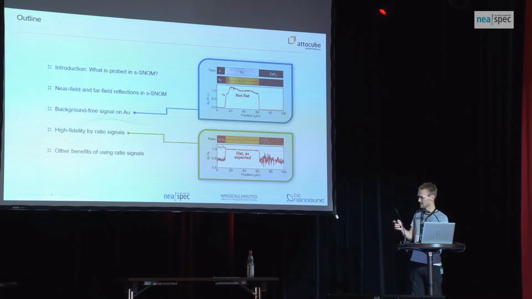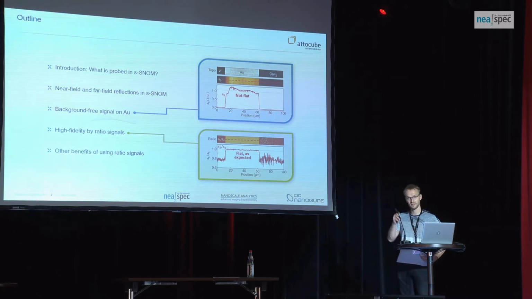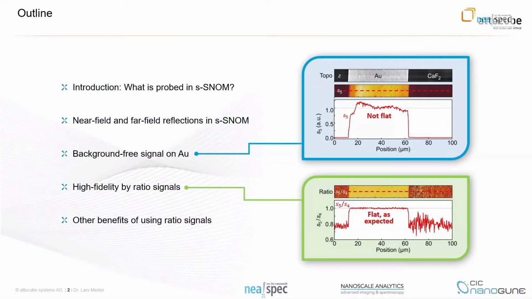In this talk, I will briefly recap what we are actually measuring in the s-SNOM. I will talk about the role of near-field and far-field reflections in this. Then I will give an example of a background-free signal. As a preview, the signal will not be flat, even though the sample is homogeneous. But by using ratios of different signals, we can achieve much higher accuracy, and now the signal will be flat. And then I will talk about other applications of this method.